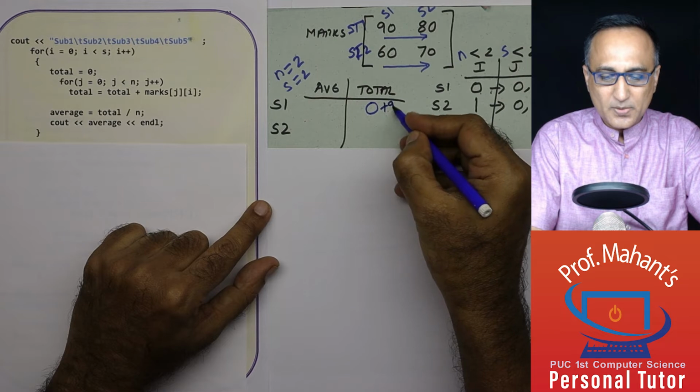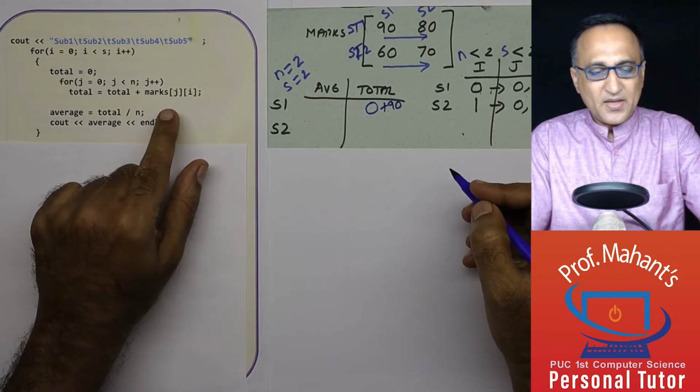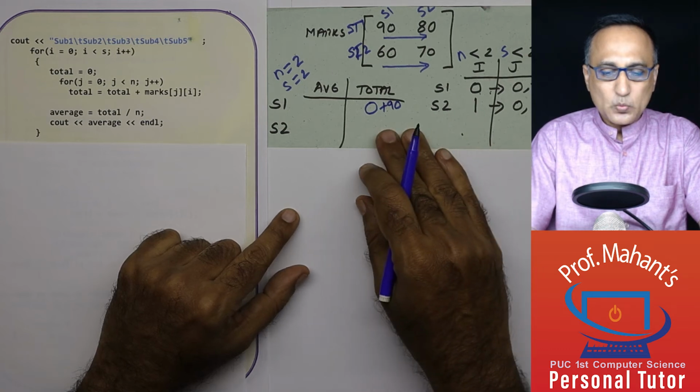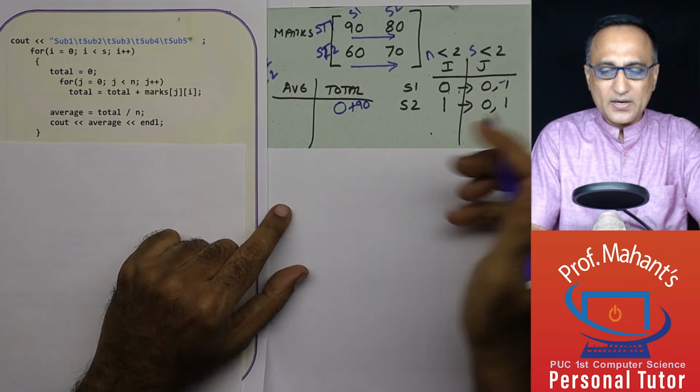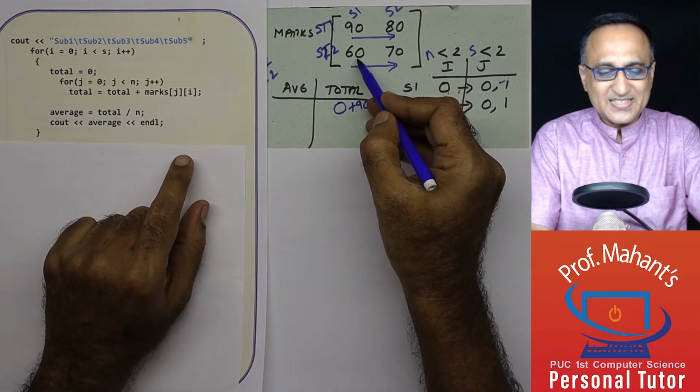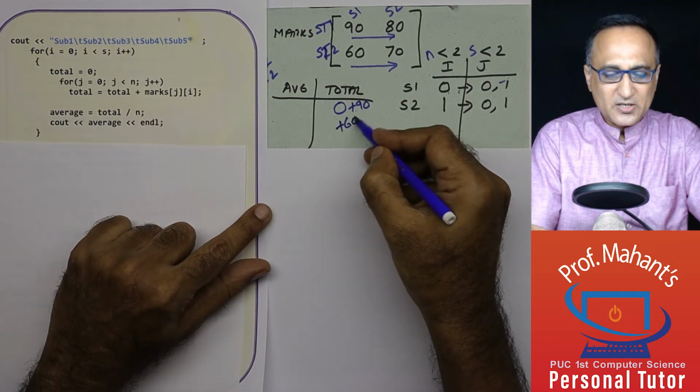So it is 0 plus 90. Then j is increased by 1. j becomes 1. When j becomes 1, what is going to happen is marks[1][0] is what? 60. So next I'm adding 60 to this.